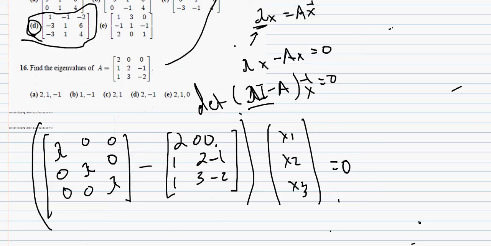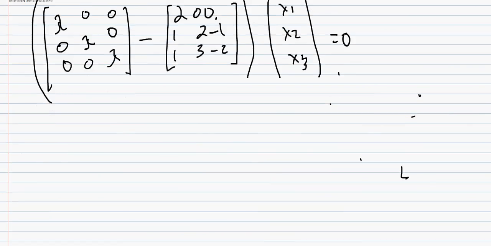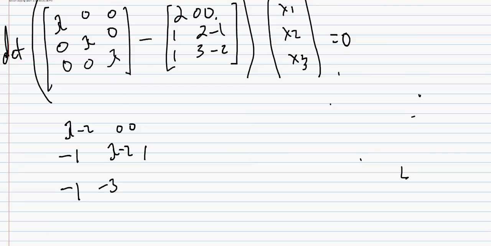So we can begin by actually doing the subtraction. That's lambda minus 2, 0, 0. This would be negative 1, lambda minus 2, and we have 1 here. Then we have another negative 1, negative 3, and a lambda plus 2.